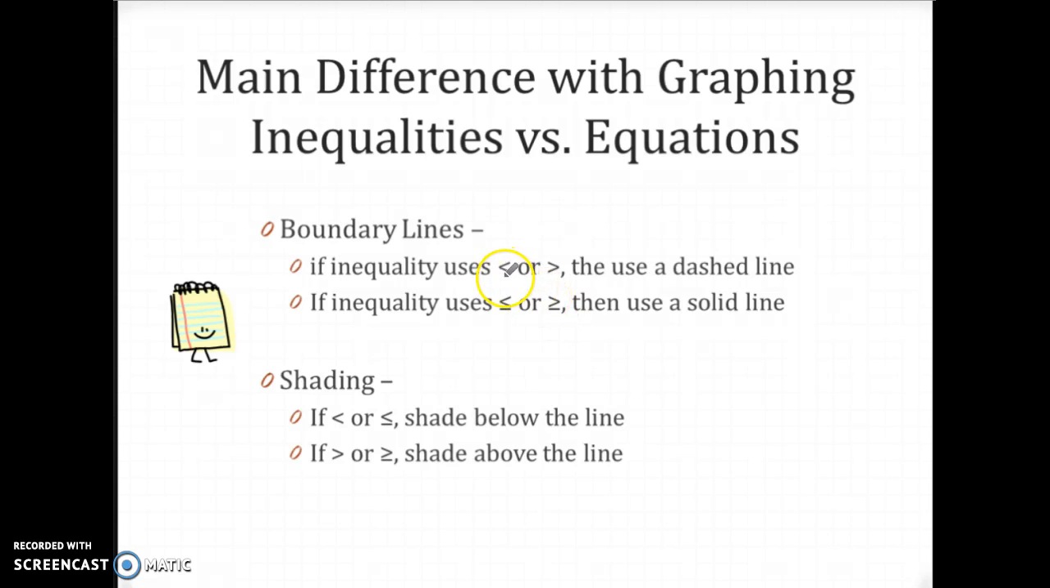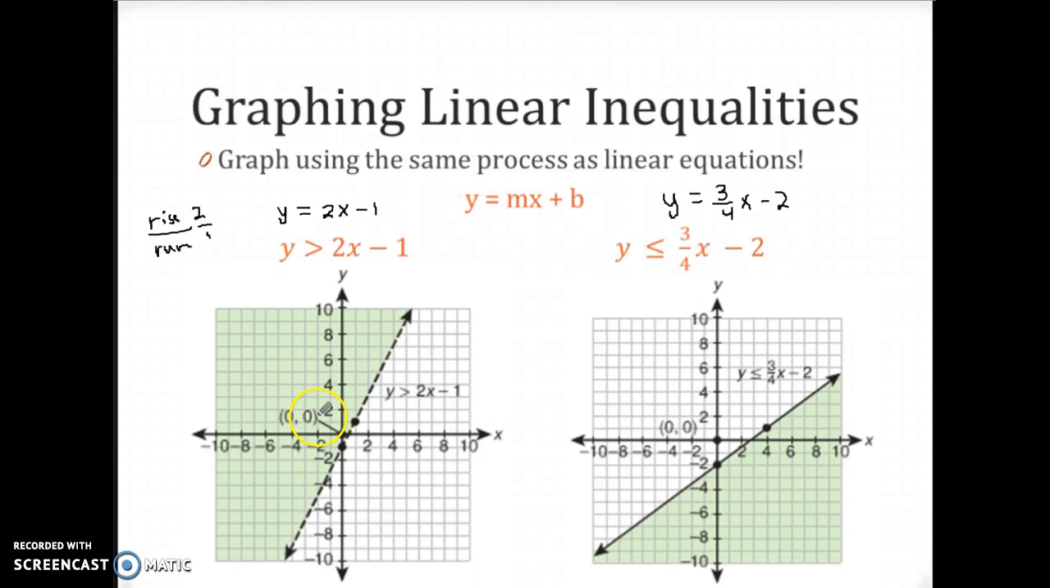If there's no equal sign, then any point on that dashed line, so going back to this example, any point on this boundary line, since it's a dashed line, is not actually a solution. However, over here, the solid line, any point on this line would be included because of that solid line, because it indicates an equal sign.